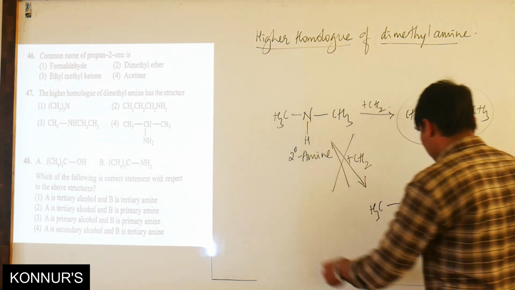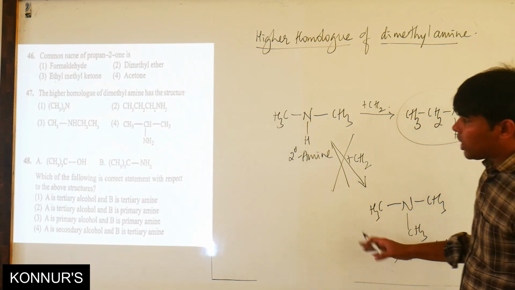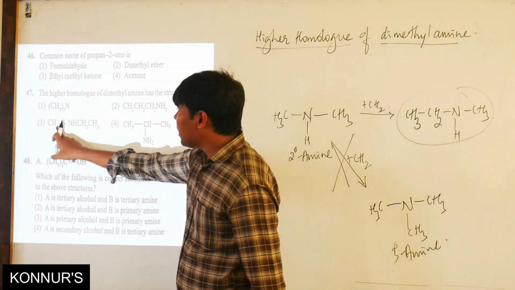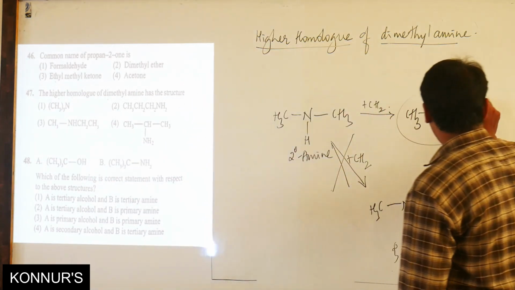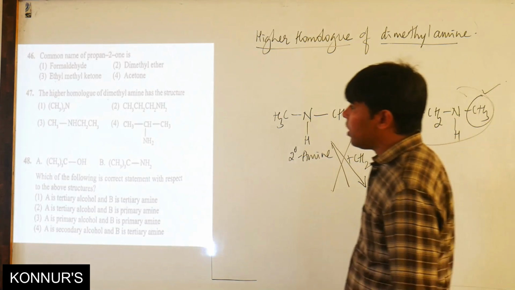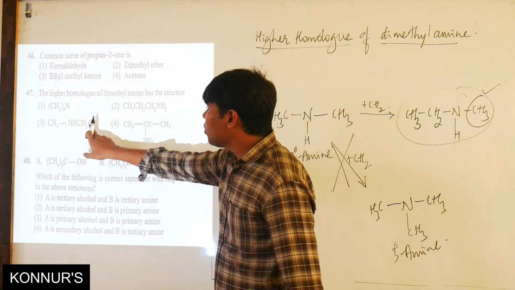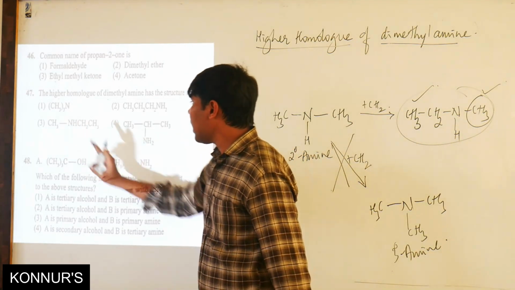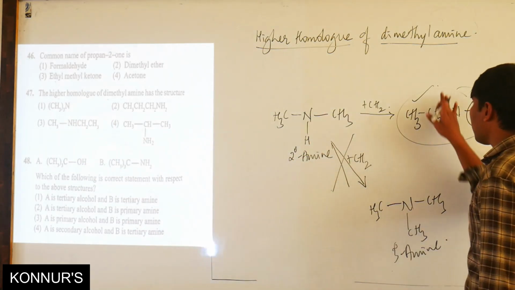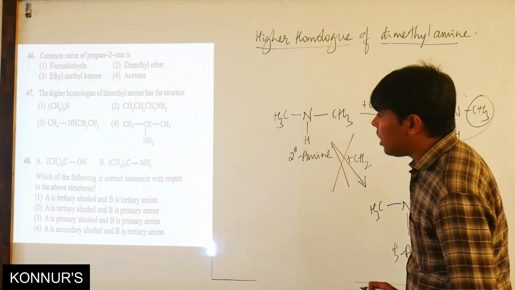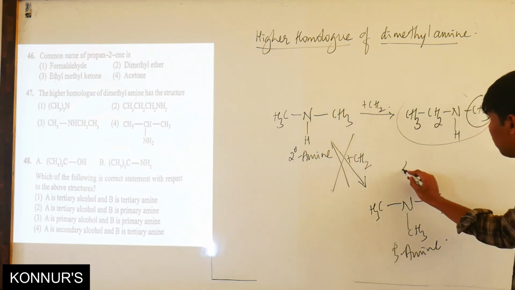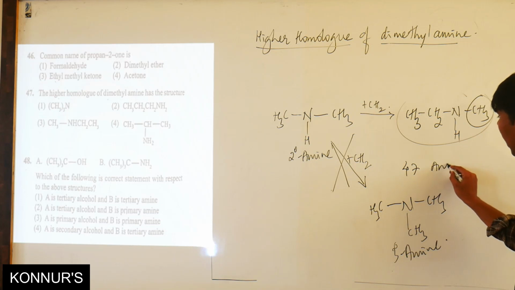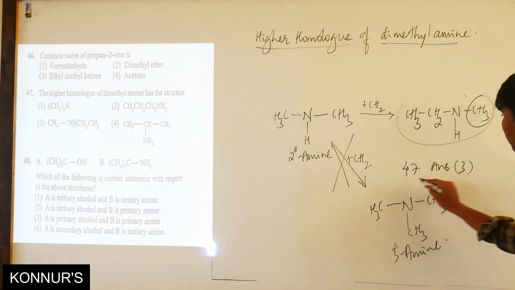So moving onwards with the next option where CH3 is there on one side, and CH2, CH3 is there on another side, and the nitrogen contains a hydrogen. So the answer of the 47th example, the answer is the third option.